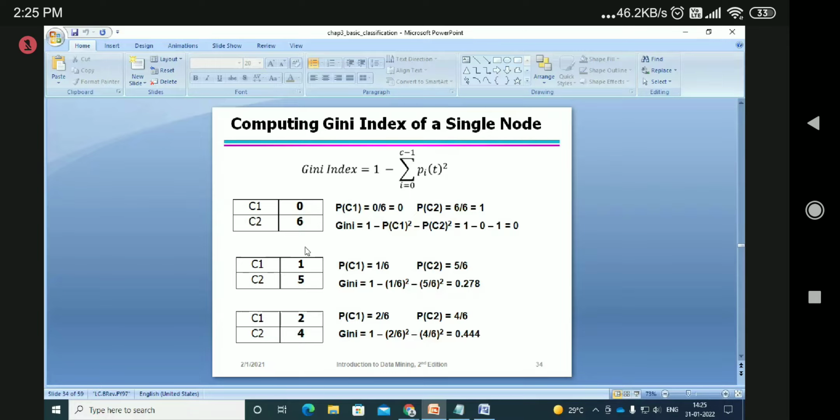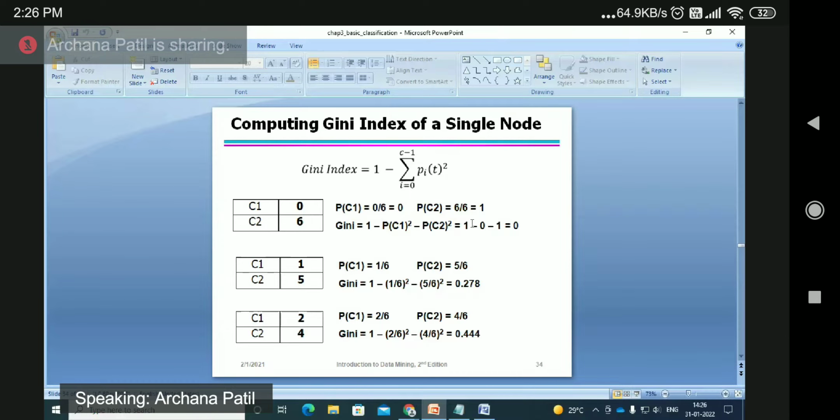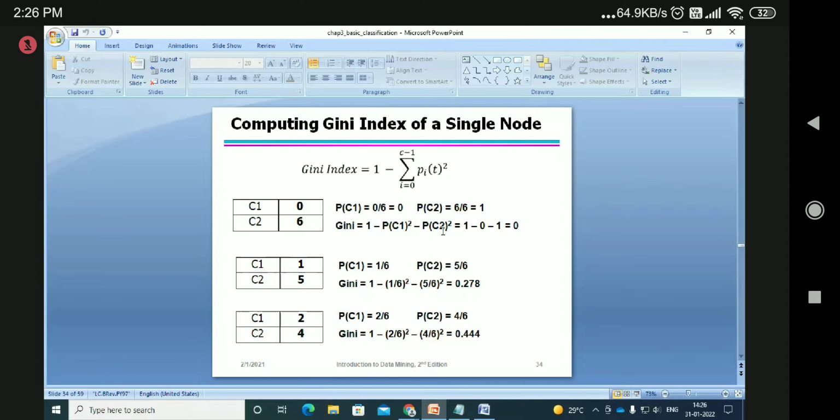Now you have a node given to you. 6 instances belong to class 2 and 0 instances belong to class 1. So you simply apply this formula. How will you get the impurity measure at this particular node? 1 minus the sum over all the classes. So what is the probability of class 1 at this node? That is 0 by 6. And the probability of class 2 is 6 by 6. Correct. So if I put this 0 and 1 into this formula, 1 minus, the probability of class 1 is 0, so 1 minus 0, and the probability of class 2 is 1, so minus 1. It's a summation, right? So minus 1 minus 0 becomes 0, and you will get 0.